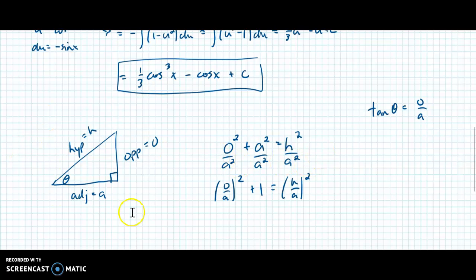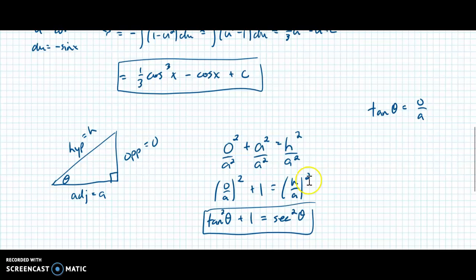I prefer to just work this out quickly. I don't draw a triangle. I just kind of work it out quickly, whether it's on paper or in my head, instead of trying to memorize these things. And what's that give me? Well, I got tangent of theta plus 1, or sorry, tan squared theta plus 1 is equal to secant squared theta. And there are more than one Pythagorean identities.